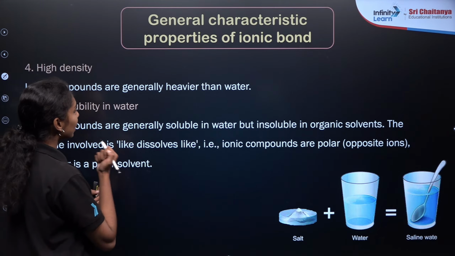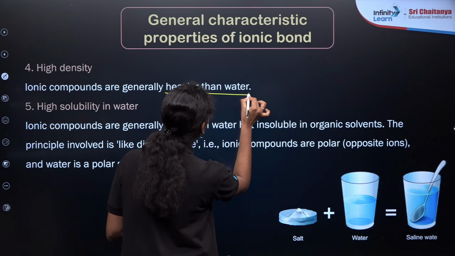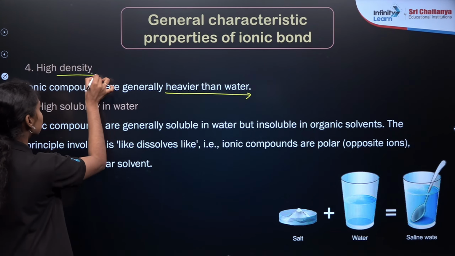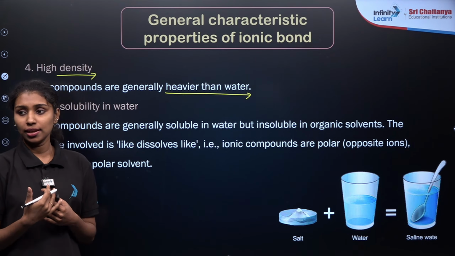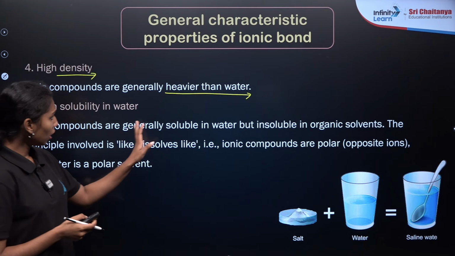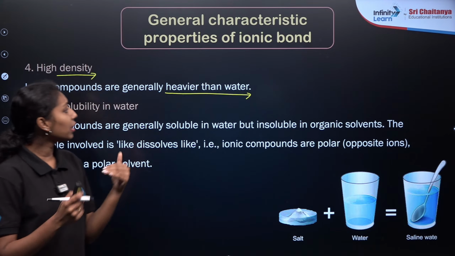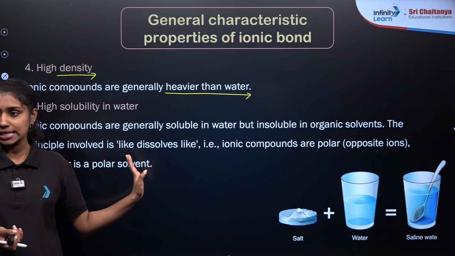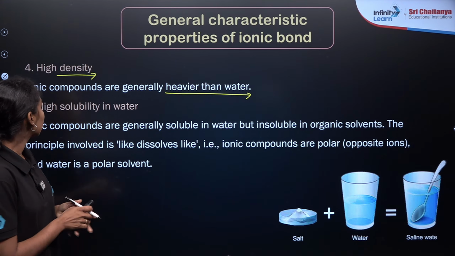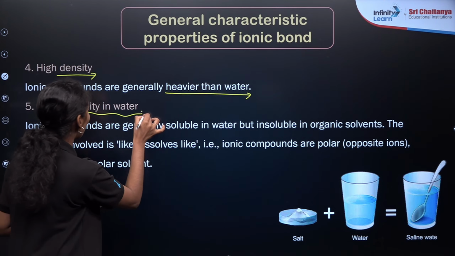They are always heavier than water, right? Heavier than water means they will be having a high density. Density, as we already know, is mass by volume, right? So if they are heavier than the water, obviously they will be having the high density, right? Yes, greater than 0.